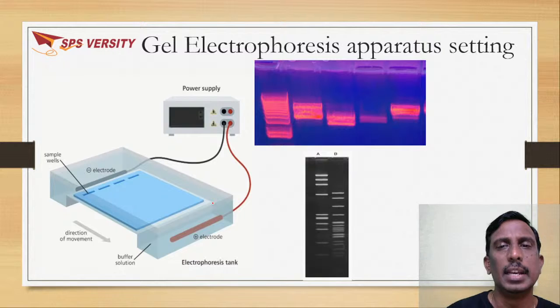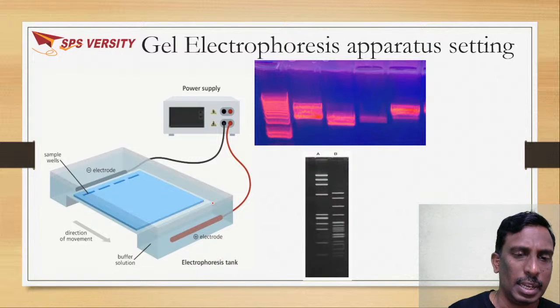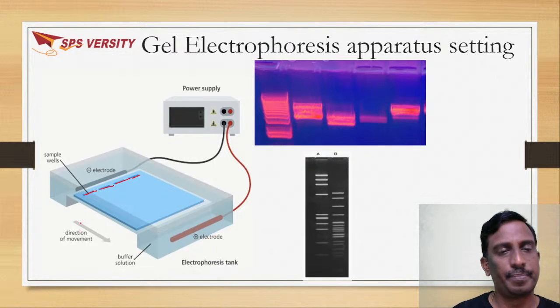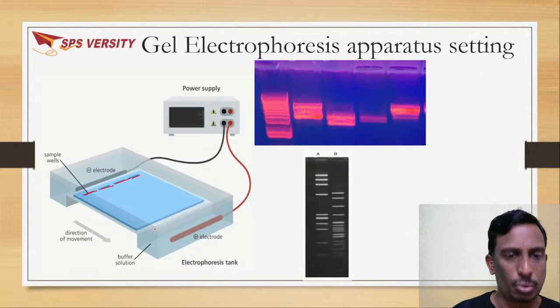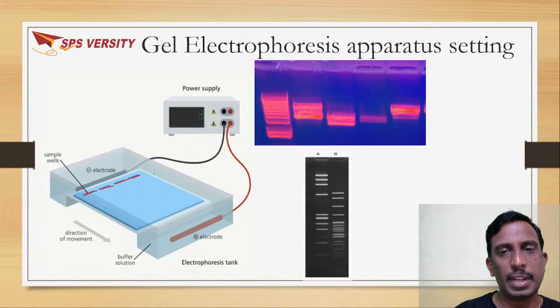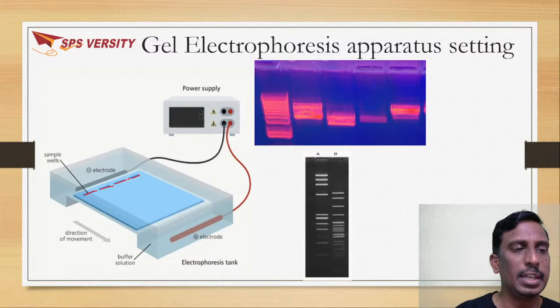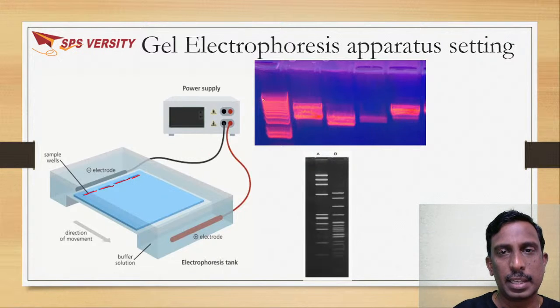So here you can see the gel electrophoresis apparatus. These are wells in which the DNA fragments are deposited. On both sides, it is connected to electrodes. So this is positive, this is negative. And in this there is a gel, that is agarose gel. So when electricity is passed, we can see the DNA is separated like bands. Here you can see in this picture, the DNA is separated like bands.